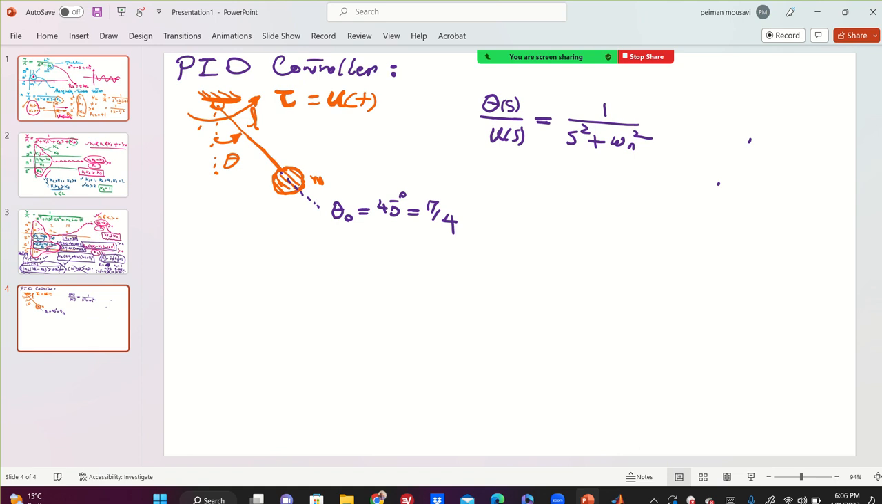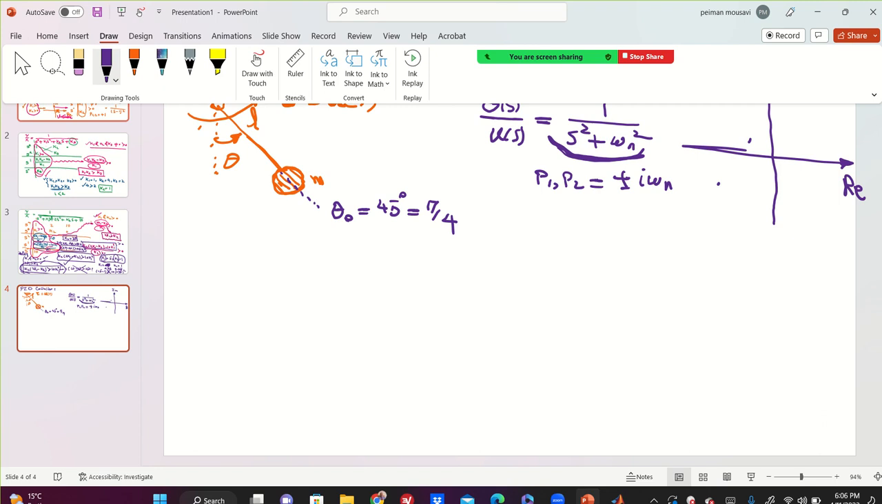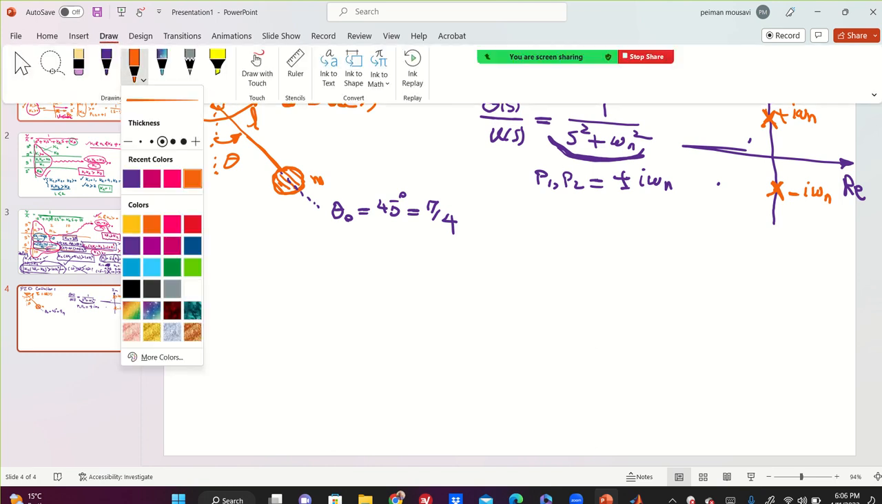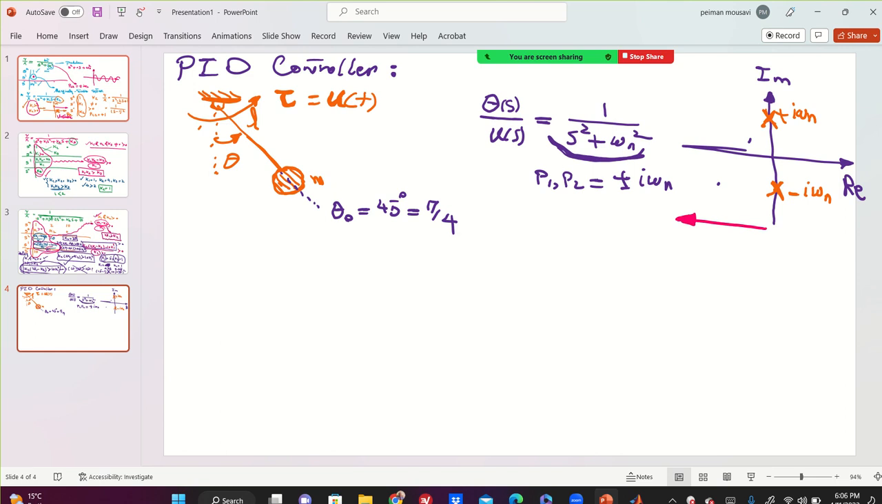Okay. So this has a pair of pure imaginary poles, P1 and P2 equal to plus or minus i omega n. Guys, stop me, because this is the most important part of the course after this. Real, imaginary. So you have two poles, and that's why your system oscillates forever: plus i omega n, minus i omega n. So I told you, what's your function as a control engineer? To move the poles of the system from the imaginary axis to the left-hand side.